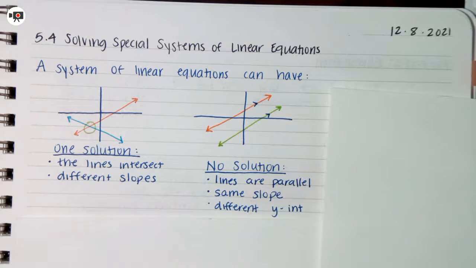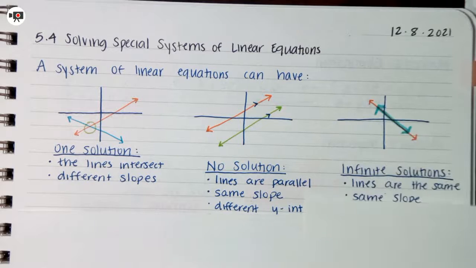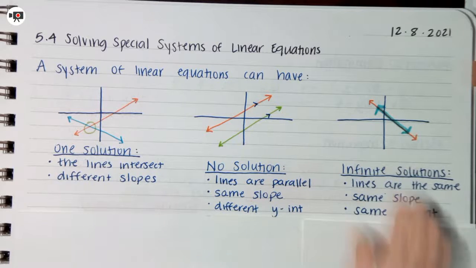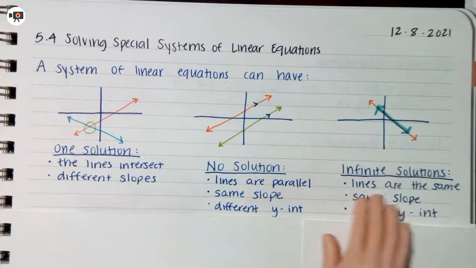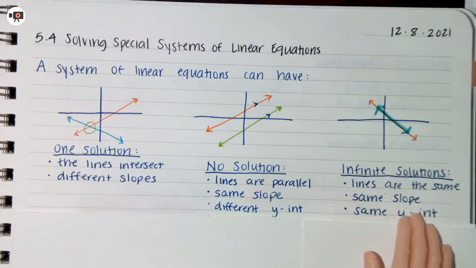Our third option would be for lines that have infinitely many solutions. That means that all their points are the same. So they are the same line, they have the same slope, and the same y-intercept. They're exactly the same.